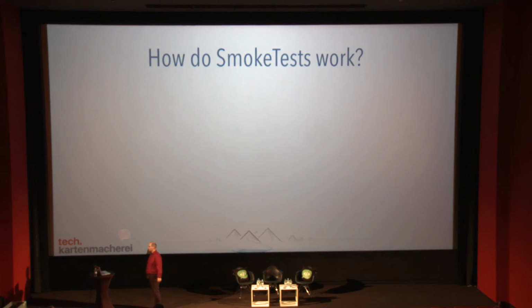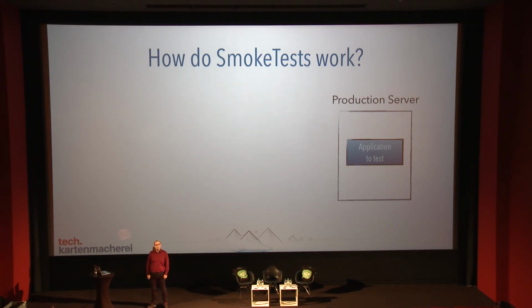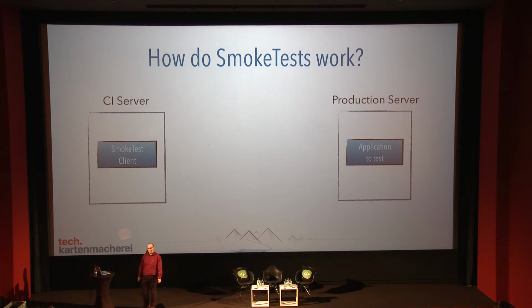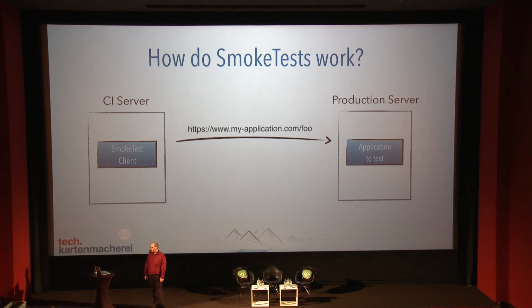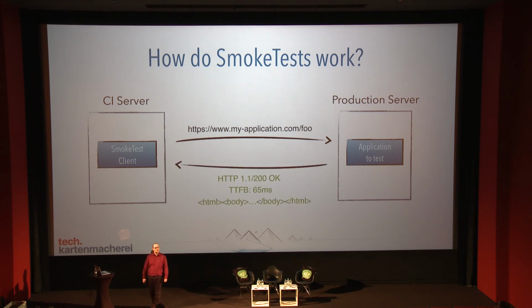So how do smoke tests work? We have a production server and a CI server. Both of them should stay in the same network, or at least close to each other, because then you can test the time to first byte much better. We just send a request from one server to another, get a response, and look at the status code and the time to first byte, and see how it works. If the time to first byte gets above the limit, it just fails. It's telling us, oh no, that's not working.